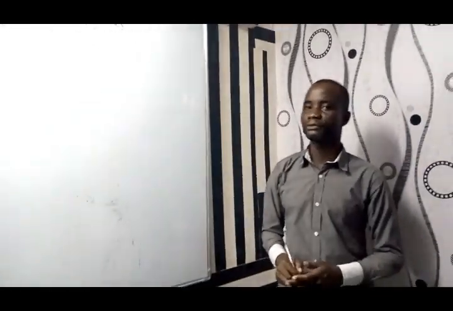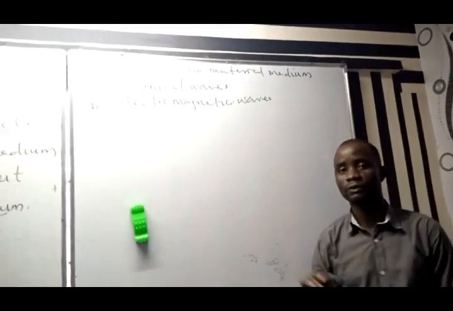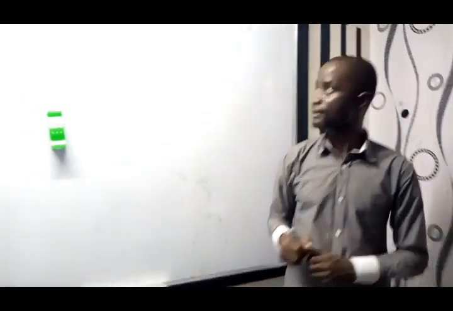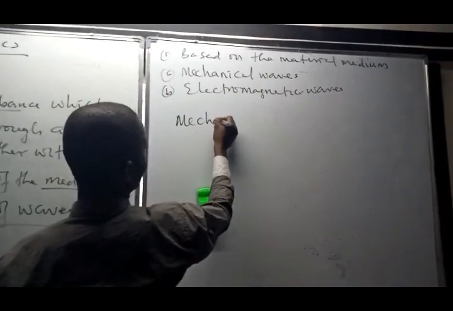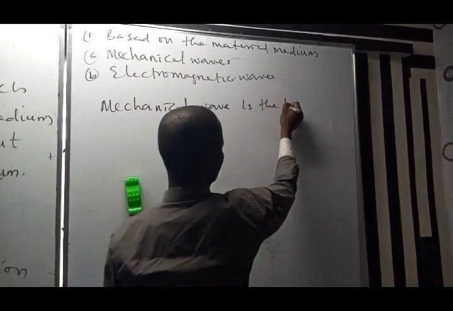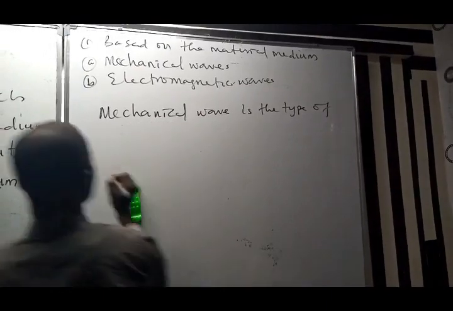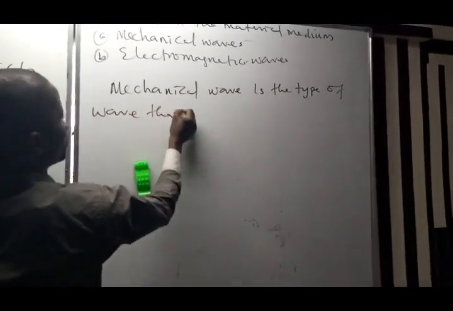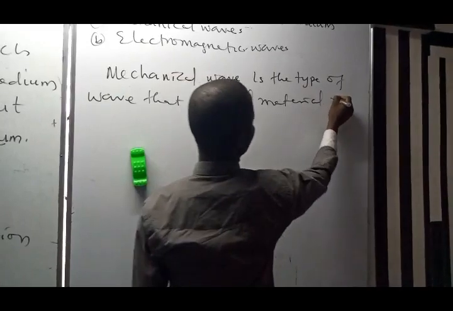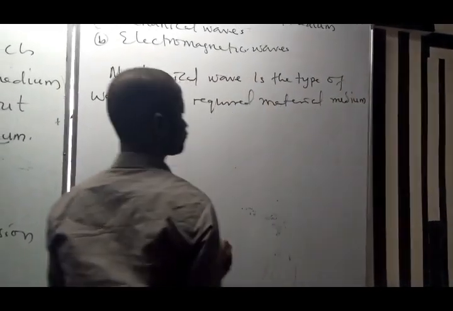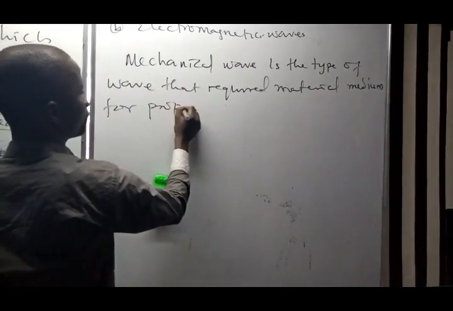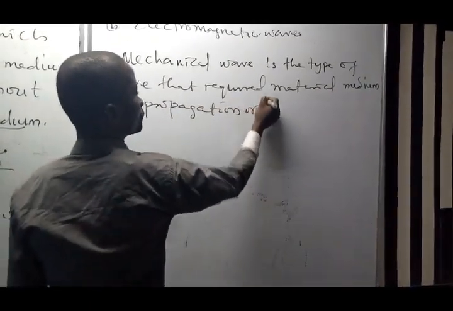The first one, mechanical wave. What is mechanical wave? Mechanical wave is the type of wave that requires material medium for the mode of propagation. That is, mechanical wave is the type of wave that requires material medium for propagation or transmission.